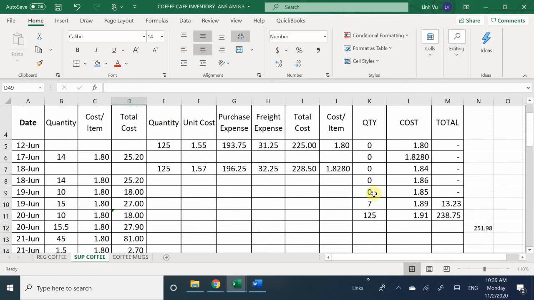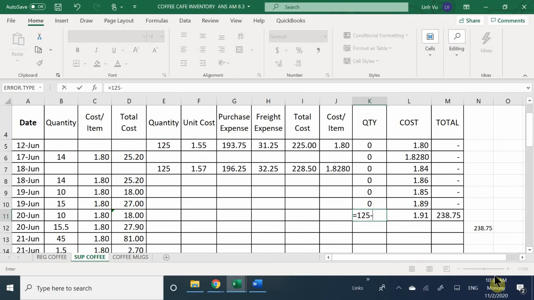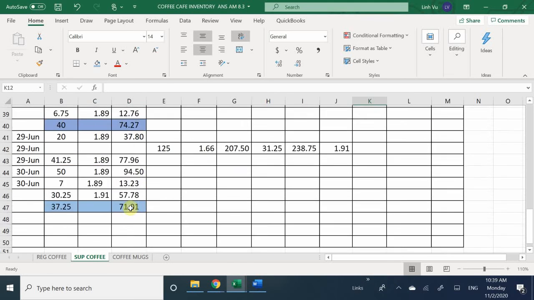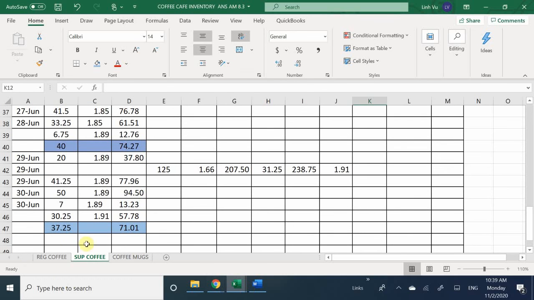If we sold the first 7, that means it's zeroed out. And we have 125 subtract 30 and a quarter. What do we get here? $94.75. Good, giving us a grand total of $180.97. All right, so let's go ahead and journalize this.